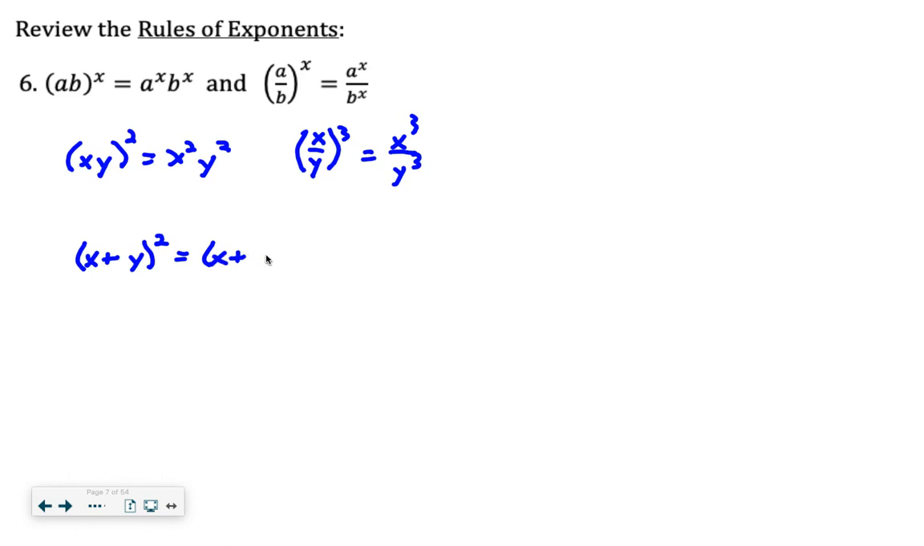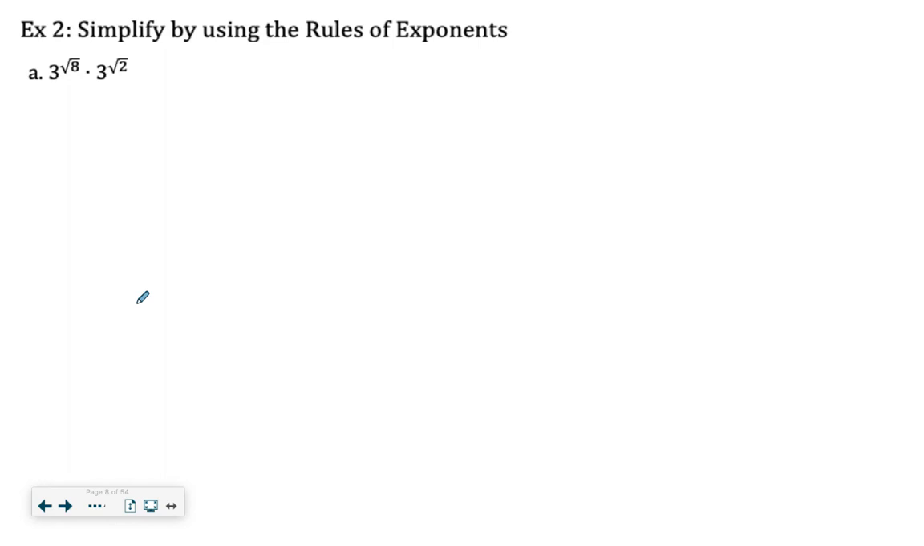x plus y times x plus y. So this idea of essentially distributing an exponent only works if those terms on the inside are being multiplied or divided, not if I'm adding, right? So this idea does not work if I'm adding or subtracting. So let's look at a few examples using those rules. So here, I do have the same base if I'm multiplying these together, so I can just add the exponents.